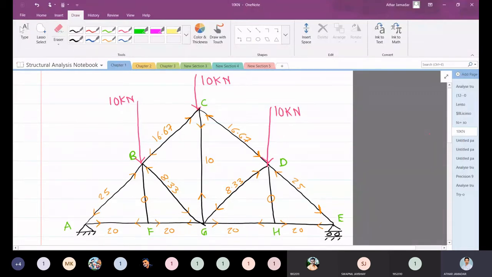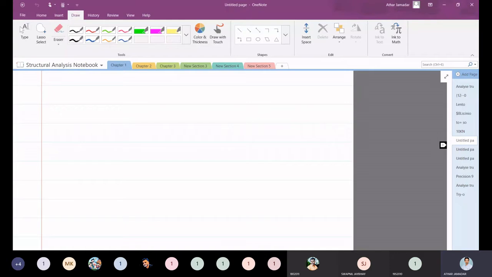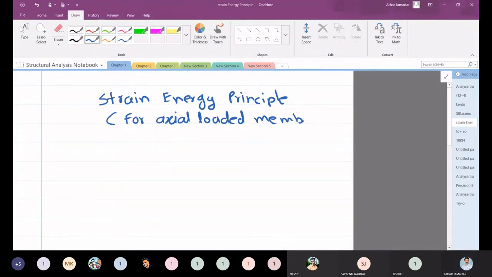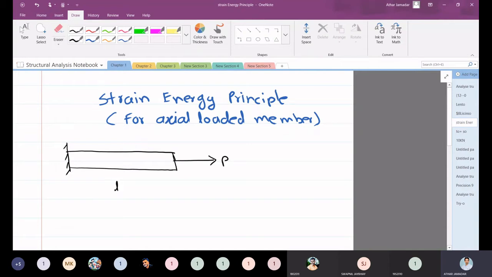So our today's first point is strain energy. In mechanics of structures, you have undergone this chapter of strain energy, so let us derive that formula. Let us consider a bar like this, which is subjected to load P and which has length L.